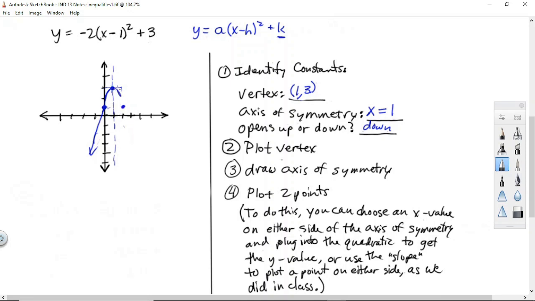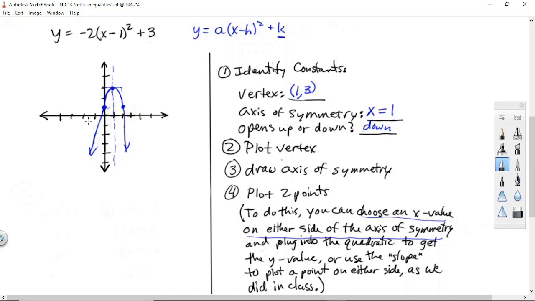Oh, that's no good. And that's it. Now let's also quickly plot a couple of points, which is the other way of finding those. That is, we will calculate the y value given the x values that we choose. So we're supposed to choose an x value on either side of the axis of symmetry.